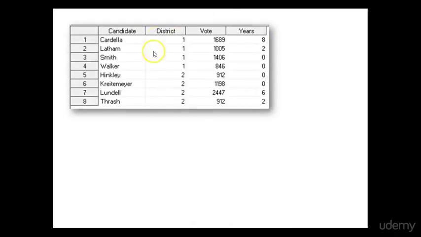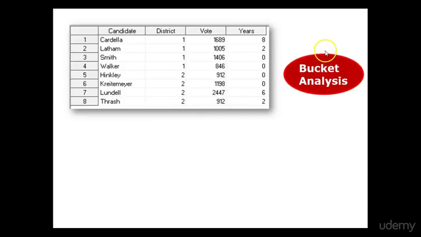Follow me to the next example. The next example is bucket analysis. What is it? It assigns each record the ranking of a group. By doing so, you can easily check the data pattern. For example, I want to separate the candidates into 3 groups according to the number of votes.